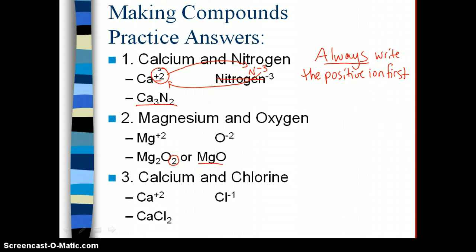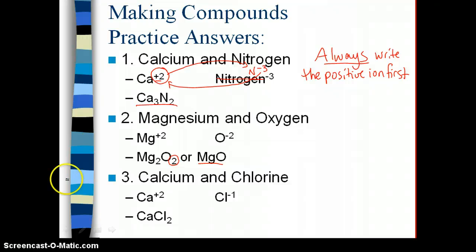The other way to know is that you read across the periodic table from left to right, just like you read in a book. So calcium comes first on the periodic table on your left, and nitrogen comes on your right. So you're reading from left to right, calcium and nitrogen. And that's the order you put them in when you make the compound.